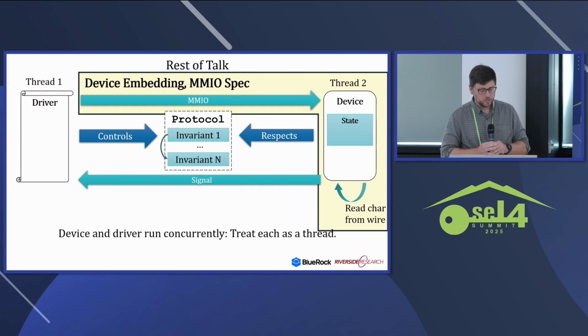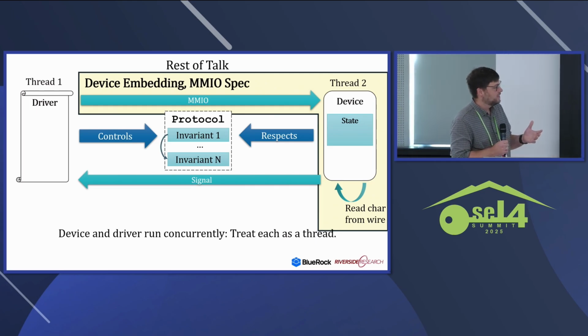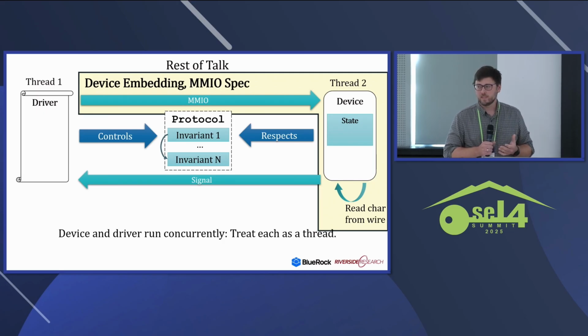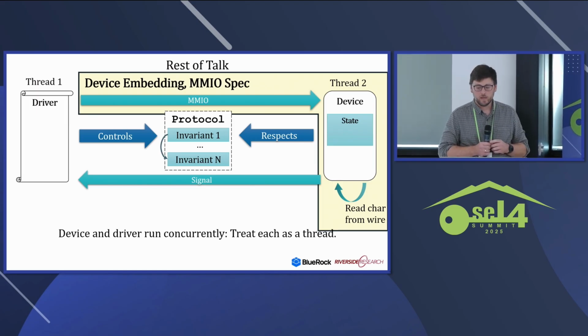And in particular, one of the things I want to talk about over the course of the rest of the talk is that it's kind of weird to think about a device as a thread in a concurrent separation logic, because there's no program there, right? So we need some way to sort of embed the device into the program logic. So that's the first thing that we're going to do. We're going to embed the device into the program logic. And I'm also going to talk a little bit about how we specify MMIO operations, because that's a very interesting part of the spec, I think.